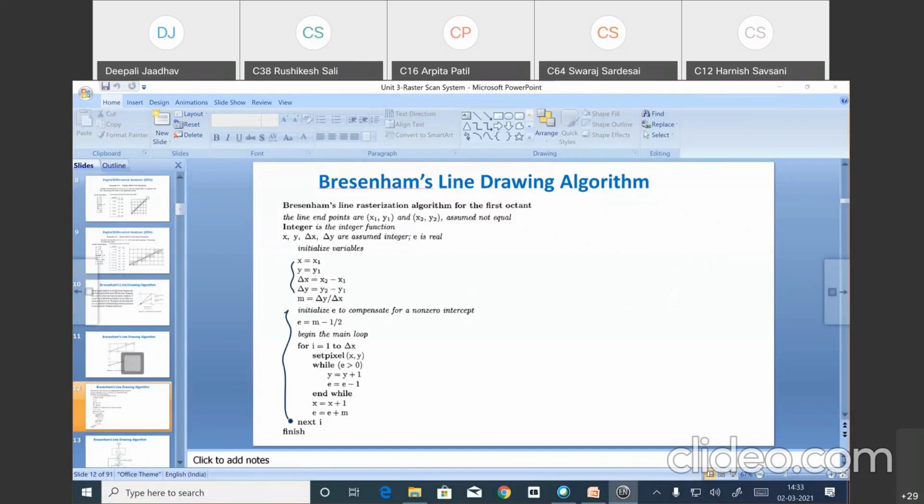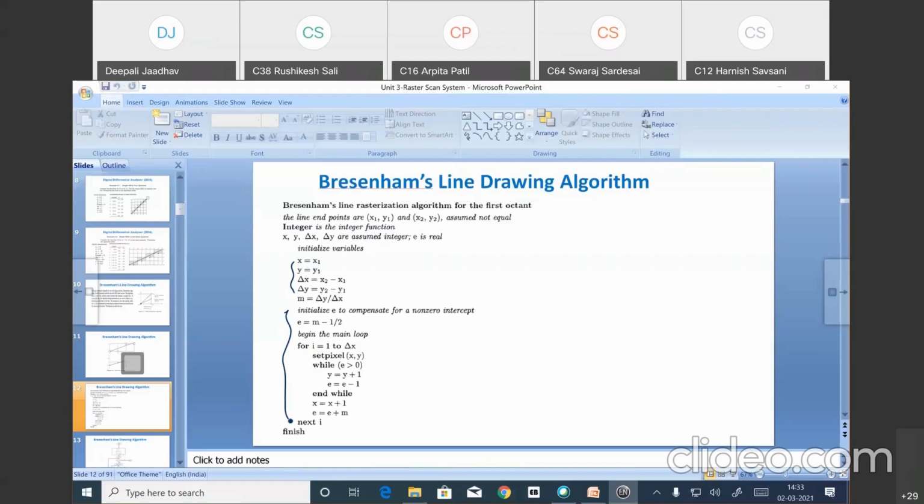Initially, what is given are the end points x1, y1 and x2, y2. Means the starting point is x1, y1 and the end point is x2, y2. The in-between points, or the pixels, we need to find out. Integer is the function which finds the integer value. For example, if the error term or any value is 3.5, it considers only 3.